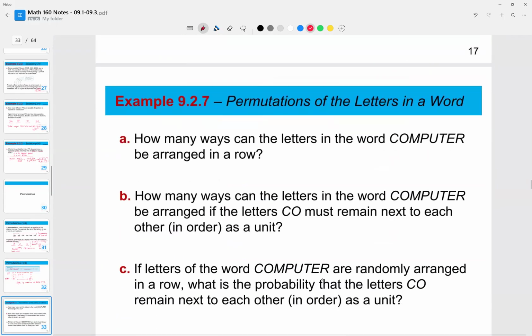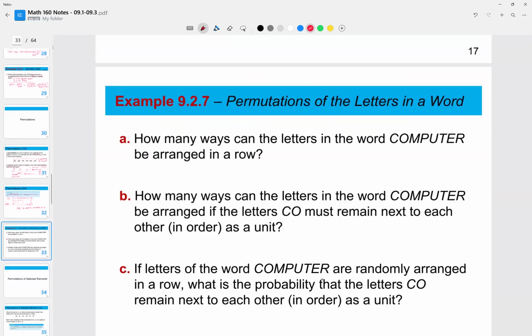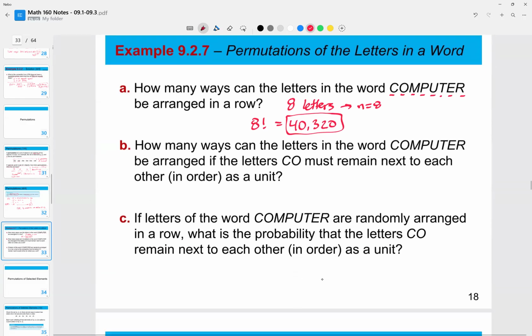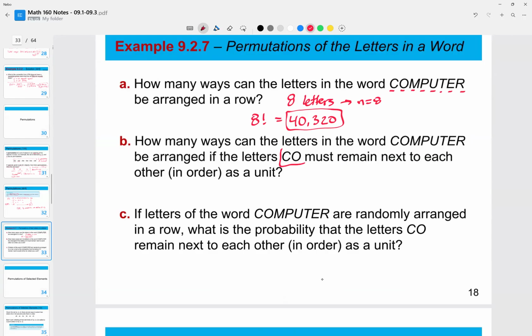Okay, so for part A, how many ways can we arrange the letters in the word computer? Well, let's just count how many letters we have. 1, 2, 3, 4, 5, 6, 7, 8. Okay, we have 8 letters. So that tells me that n is equal to 8. And so the number of permutations there would just be 8 factorial, which is really huge. I don't think I even have that number memorized. Luckily, I have it here: 40,320. It's huge.